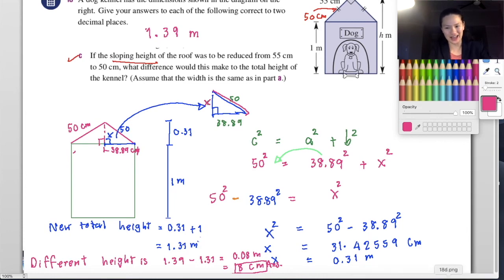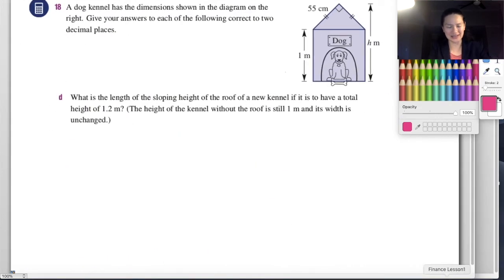Let's do the last one, 18D. Okay, what is the length of the slope height? Slope height means here. Of the roof of the new canal, if it is to have a total height of 1.2 meter. The height of the canal without the roof is still 1 meter, and its width is unchanged.